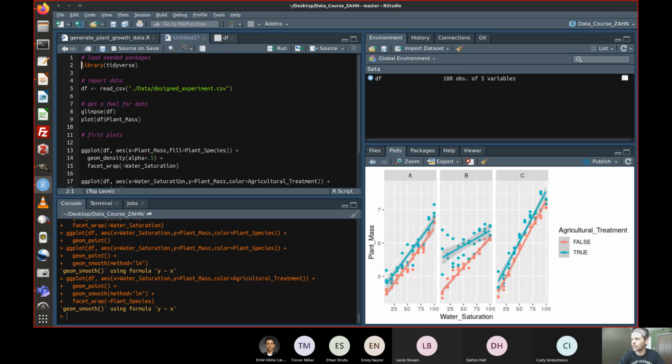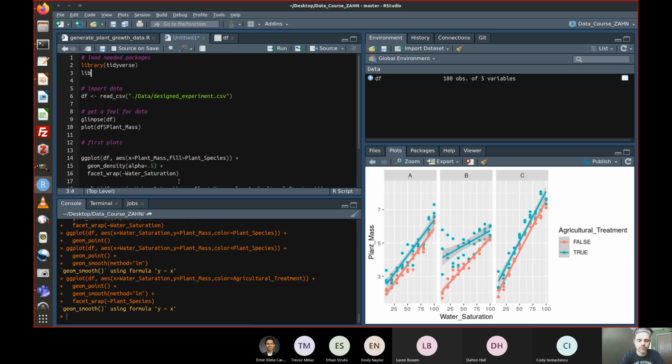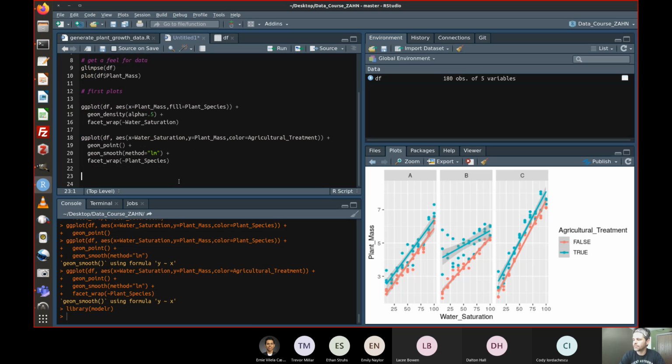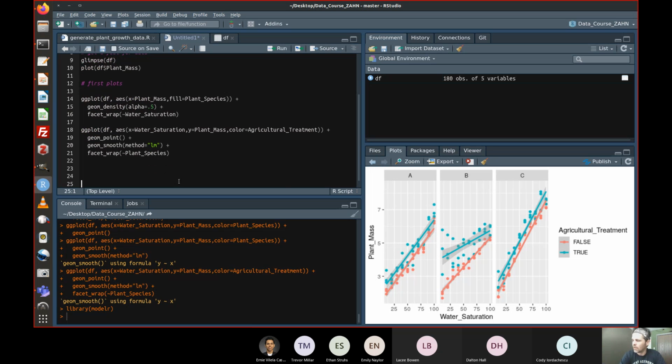First, I'm going to go back up here and add another library or another package: modelr. Modelr works with the tidyverse, and it's for modeling. And we'll use it in just a second. So, try some linear models. Is that how you spell models? No. There we go.